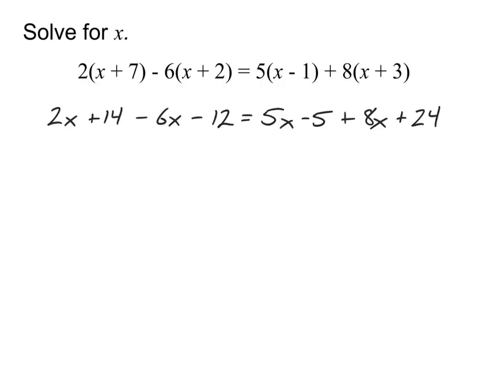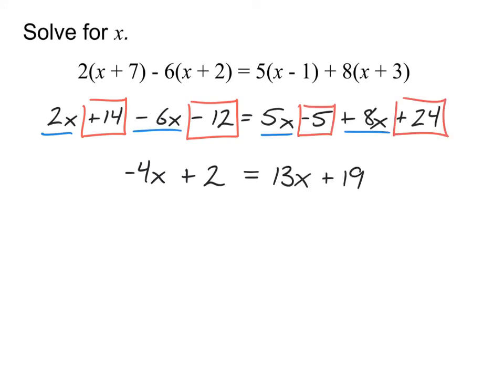Notice I distributed the 2 into this set of parentheses. I distributed a negative 6 into that set of parentheses. And then I distributed the 5 and the positive 8 as well. So now that we are here, we can go ahead and combine like terms on both the left side and the right side. And so on the left side, we end up with negative 4x plus 2. And on the right-hand side, we end up with 13x plus 19.